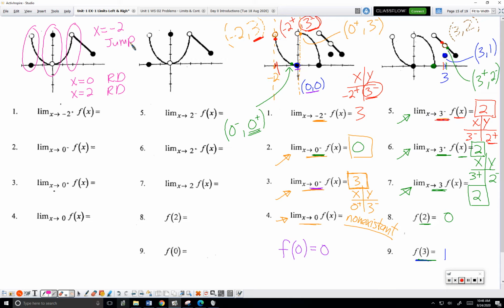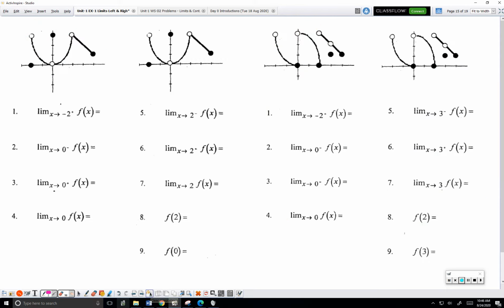Over here, clear this off. Right here, that's a jump. X equals 0, that's a jump because the left and right limits are different. X equal 2, also a jump because the left and right limits are different. X equal 3, the left and right limits are the same, but the value of the function is different, so that's a removable discontinuity. So with the graph, you can see the discontinuities.